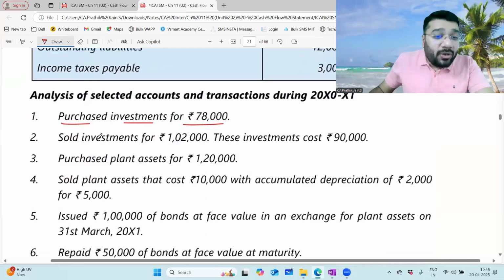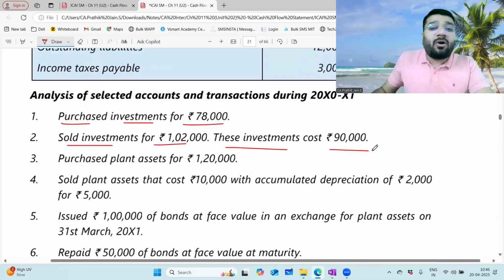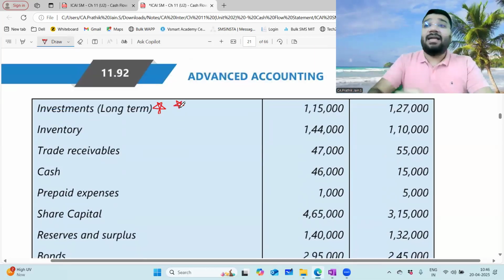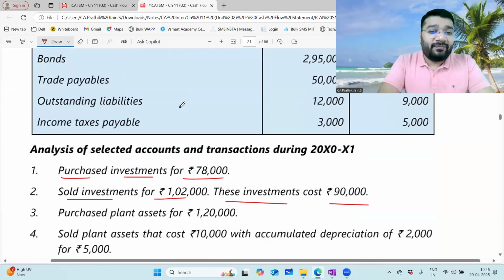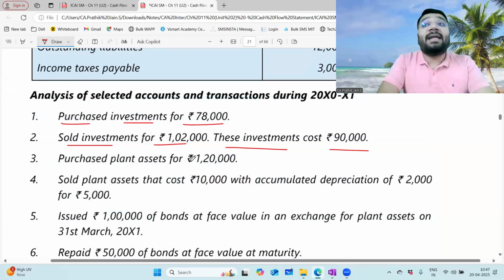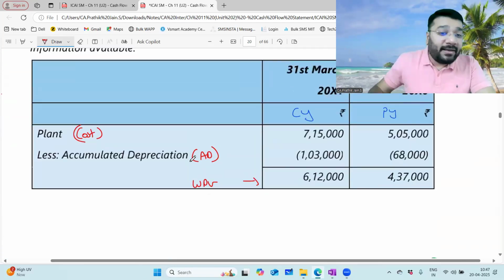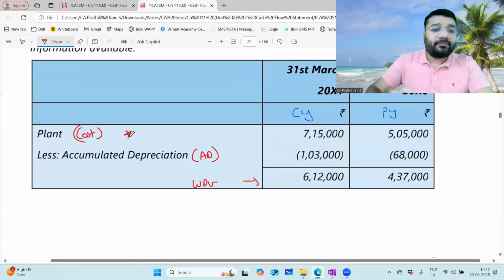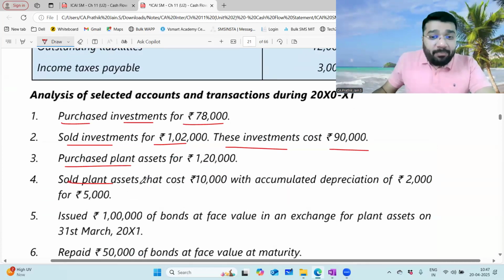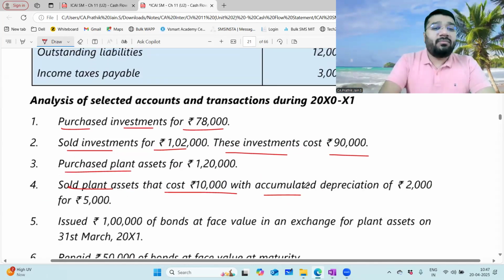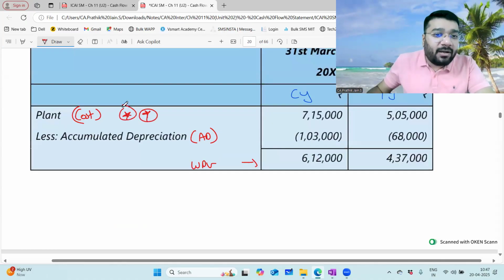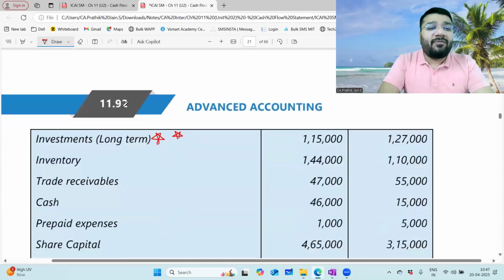Correct. Sold investment for 1,02,000. The investment cost is 90,000. So there's one more adjustment in investment. One more star mark. Purchased plant assets for 1,20,000. So this is an adjustment pertaining to plant. So come to plant and put a star mark. Sold plant so and so. I'm not reading too much, we'll deal with it later. Again, one more star mark. Two star marks for plant, two star marks for investment.